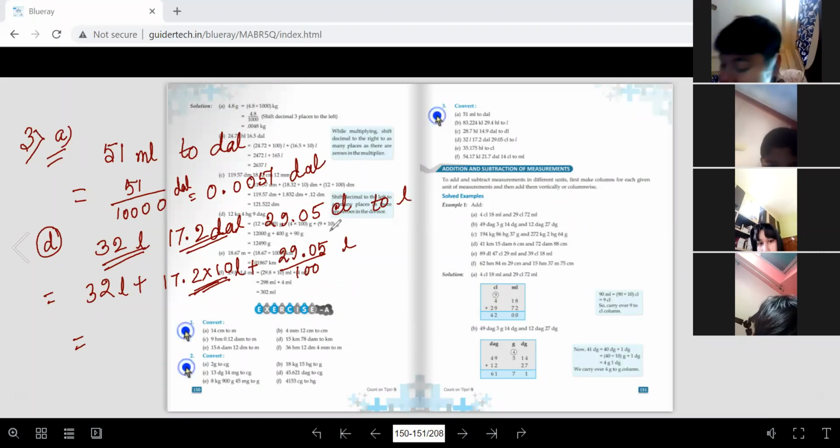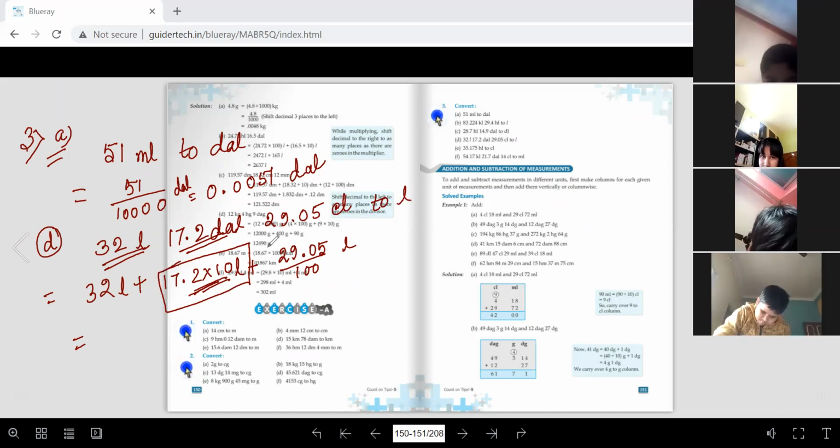Debolin? Yes, ma'am, what was Soujas telling? This one, decaliter to liter: 17.2 into 10 liter. It is decaliter. Yes, ma'am, it is right. Now, Sridhatri, tell me what Debolin told. This one is correct. Now, Sridhatri, check Debolin's one. This one is correct. Better?